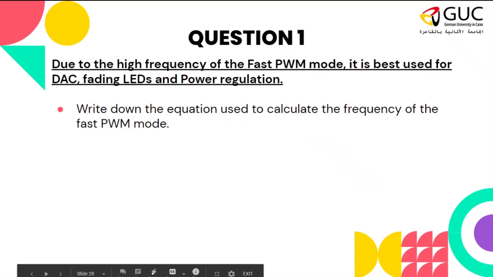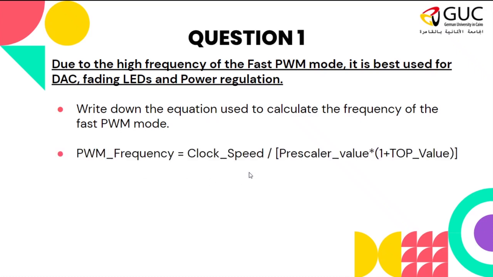The last question is about the equation used to calculate the frequency of the fast PWM mode. The frequency is as follows: the clock speed divided by the prescaler value multiplied by 1 plus the top value. For more information about the clock speed and the prescaler values, please read their explanations of how to get them from the datasheet.